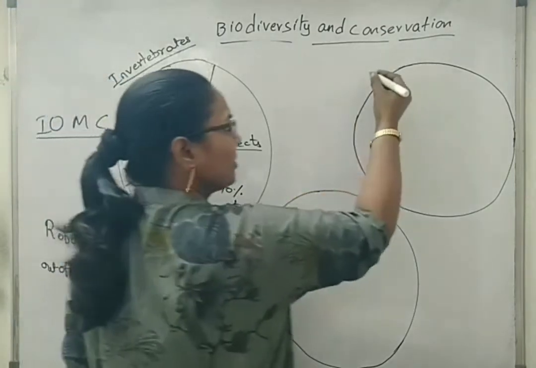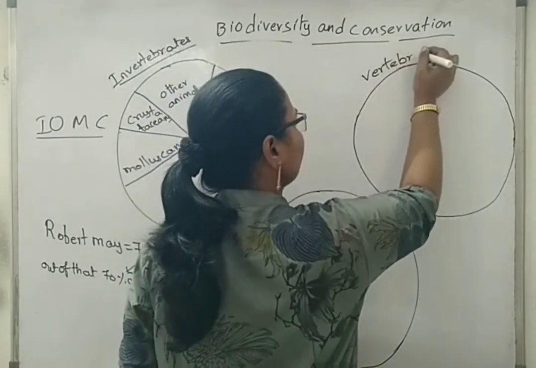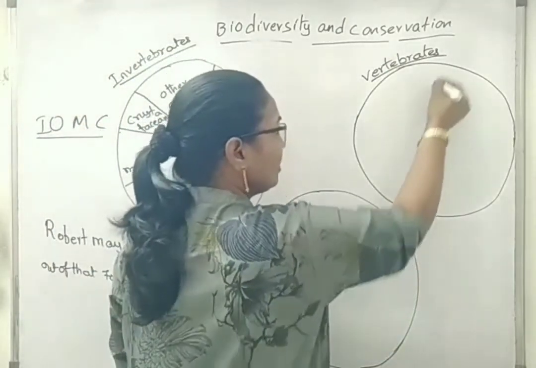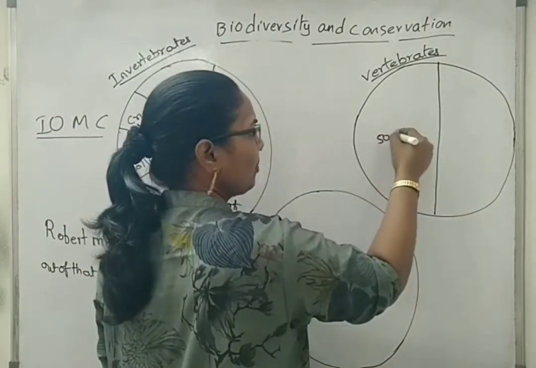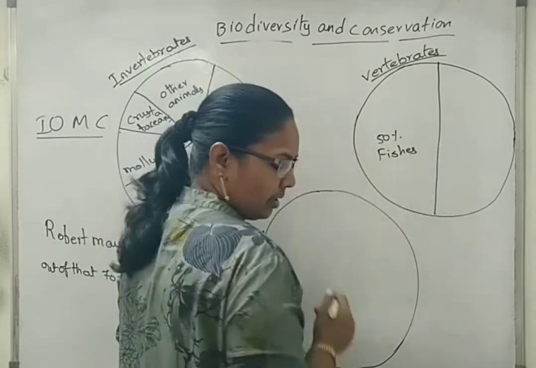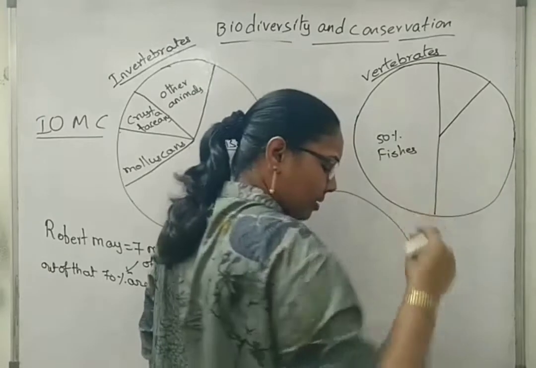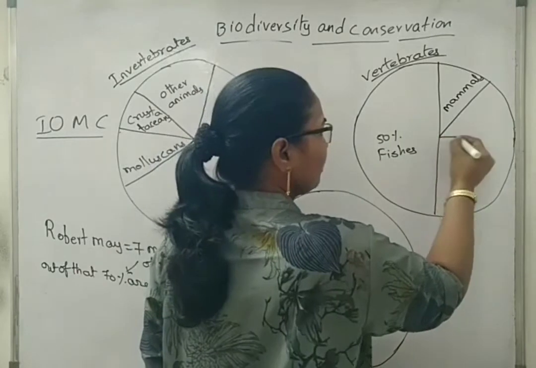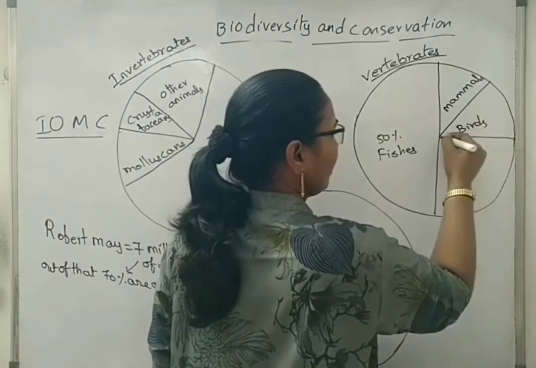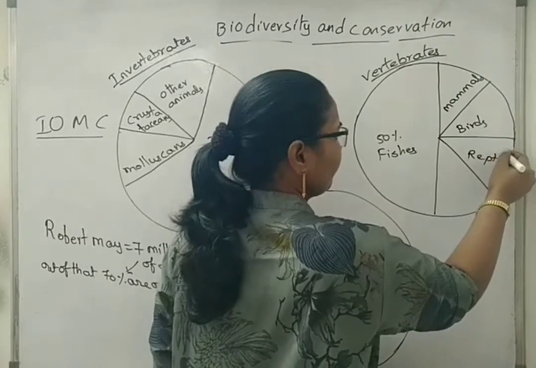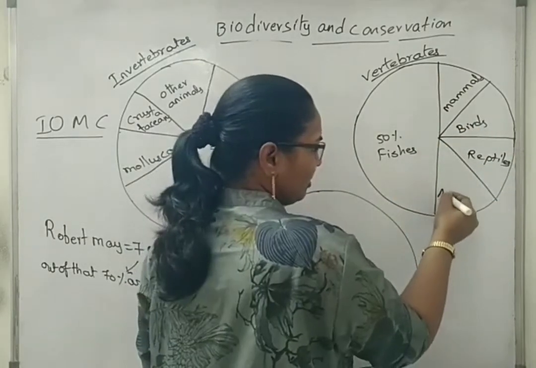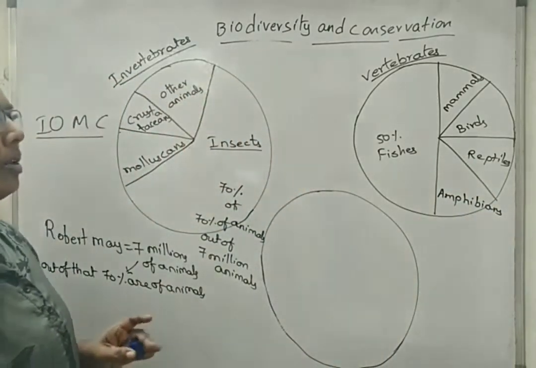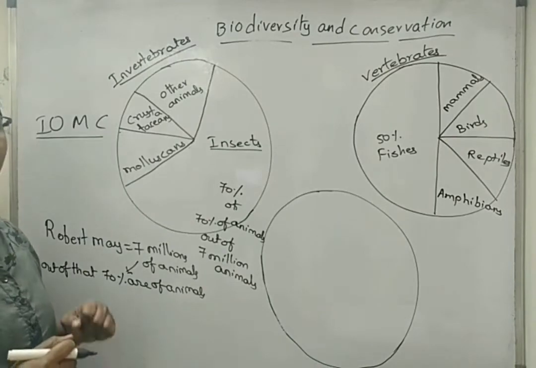Next, coming to vertebrates. Under vertebrates, 50% is occupied by fishes. Next, it is by mammals. Next, by birds. And next by reptiles. Next priority goes to amphibians. Among all the vertebrates, fishes are present in the highest percentage.